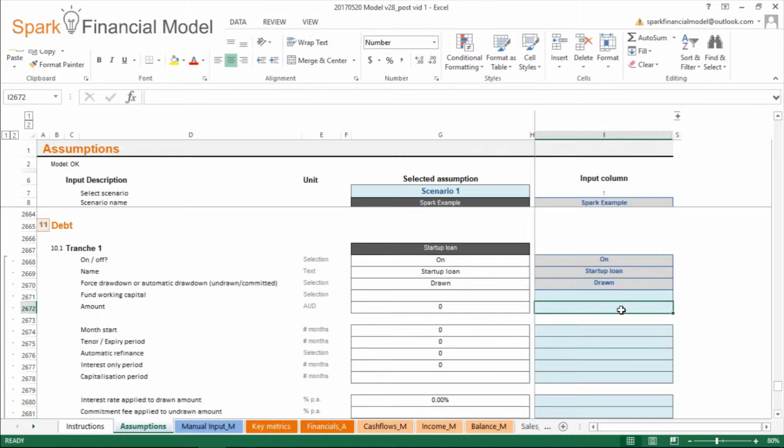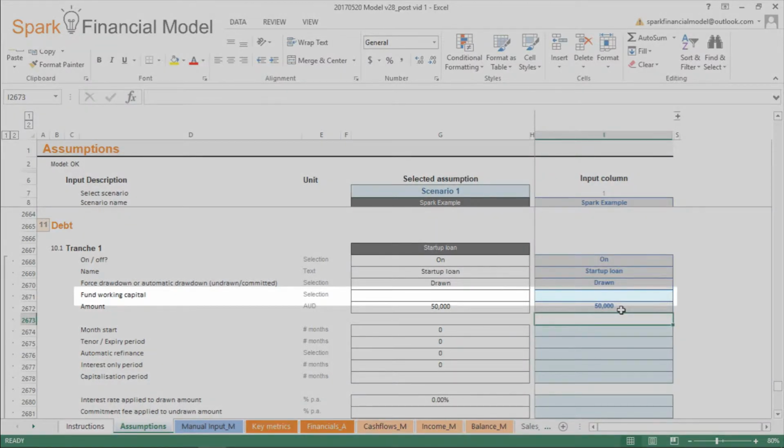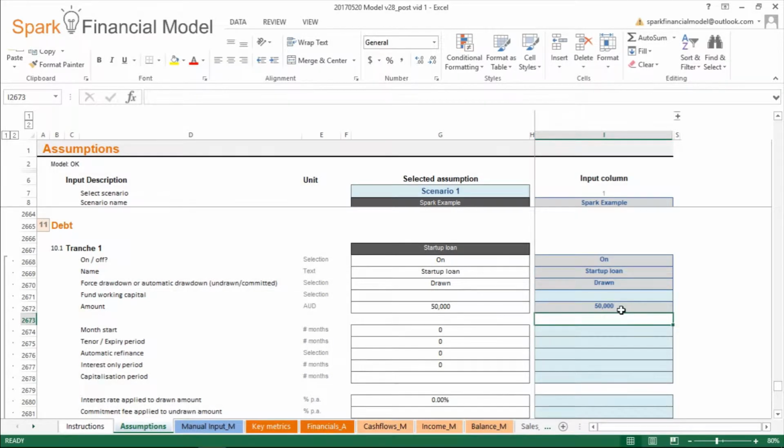Now remember, there are two types of loans: those that are drawn immediately, where you receive cash straight away, and those that are undrawn or held in reserve like a credit card, available to you when your need arises. The fund working capital field relates to undrawn loans like credit cards or line of credit for everyday costs of running the business, or the working capital. This is not relevant for a drawn loan.